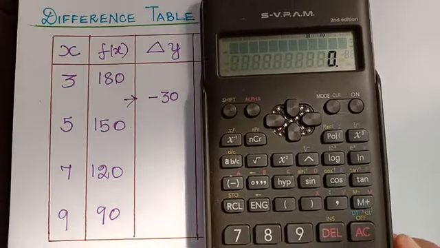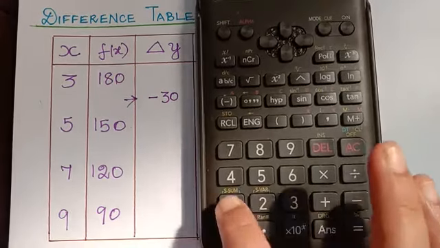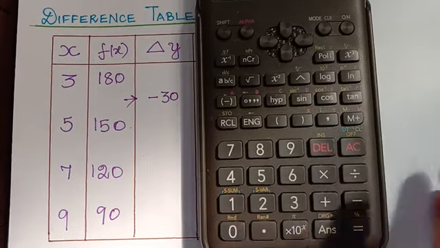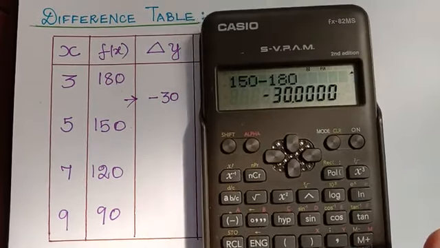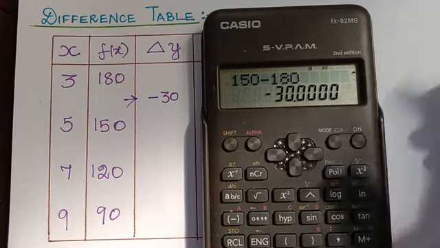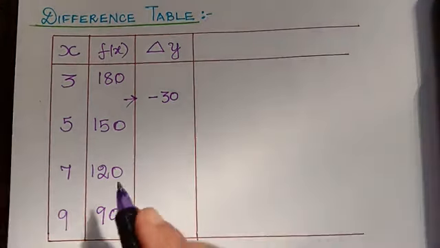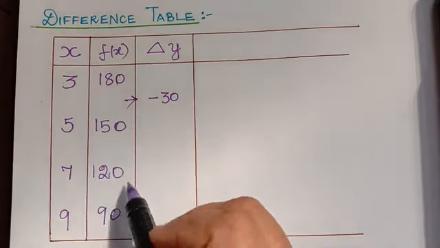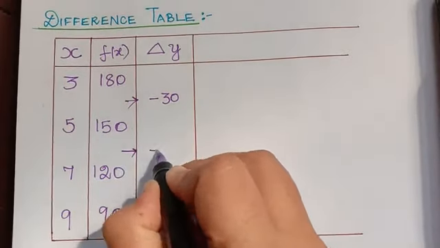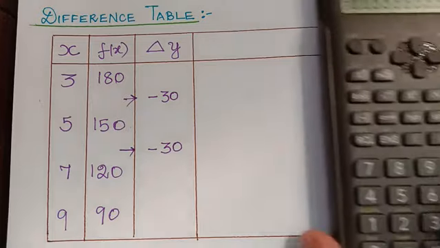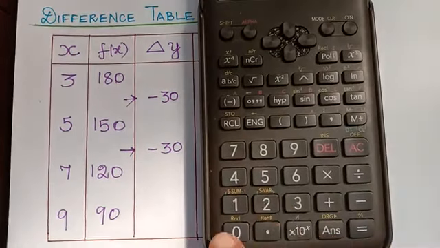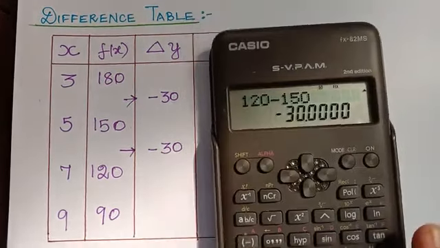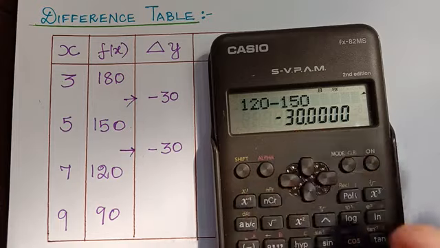If you want, you can try that in the calculator also. 150 minus 180 is equal to negative 30. In a similar manner, we have to evaluate 120 minus 150. The difference is minus 30, so negative 30 we have to write in between these two values. For your understanding, I'll try it with the calculator also. 120 minus 150 is equal to minus 30. That is what we obtain.